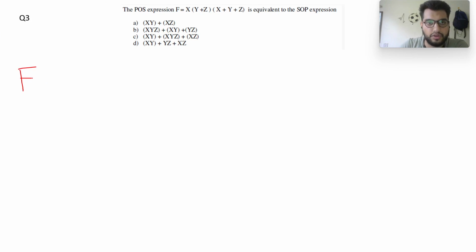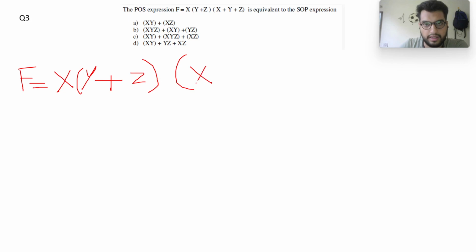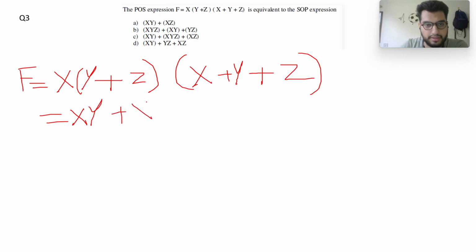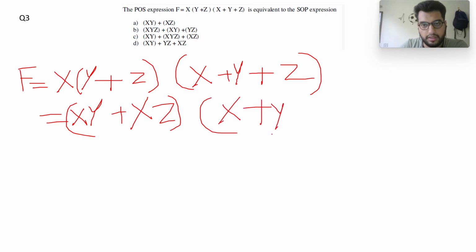So we have f equal to (x + y)(x + z)(x + y + z). Then we have these two terms, xy plus xz, and then we have x plus y plus z. Then here xy times x.